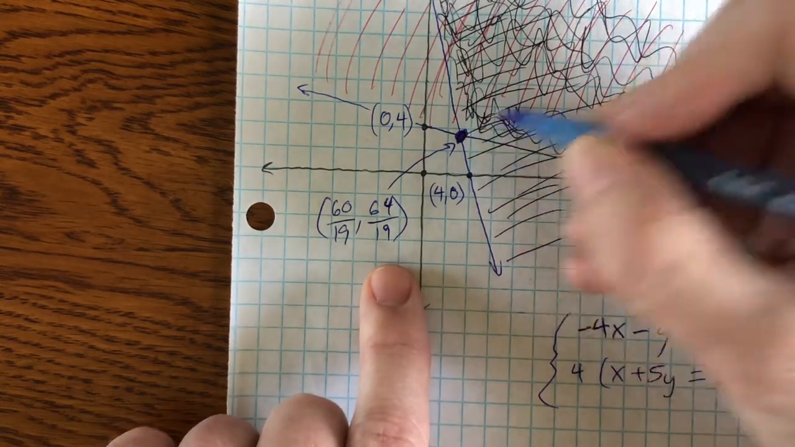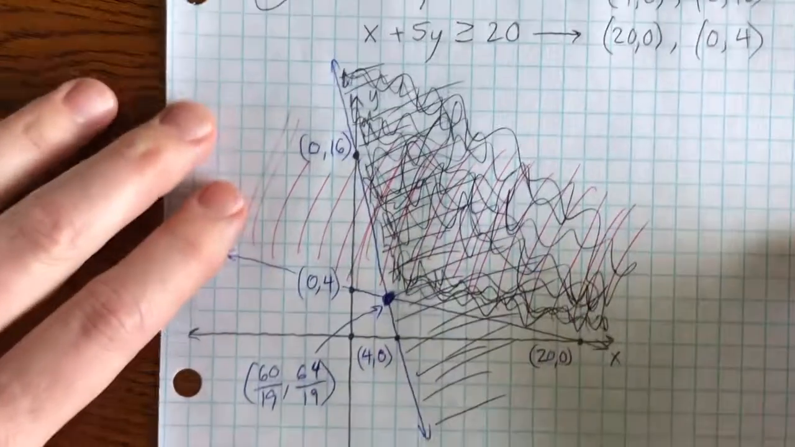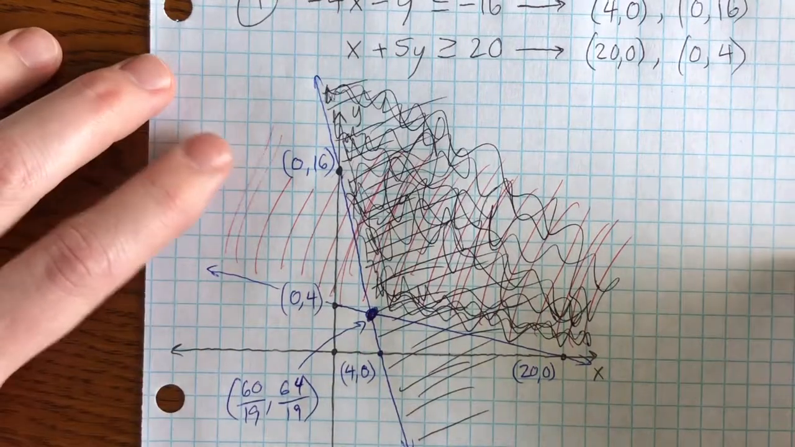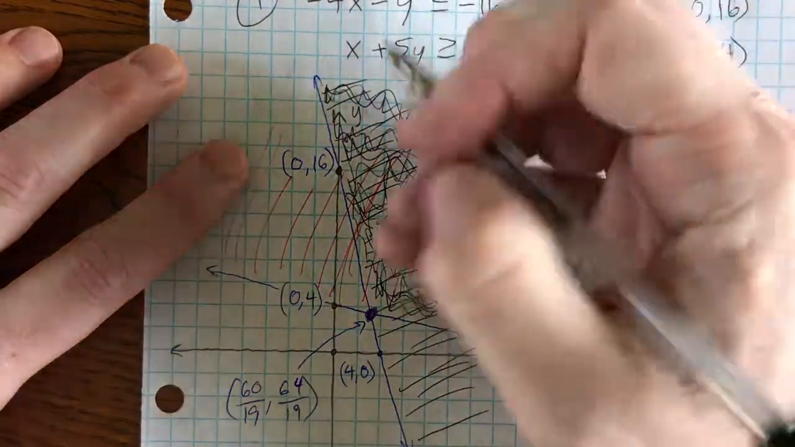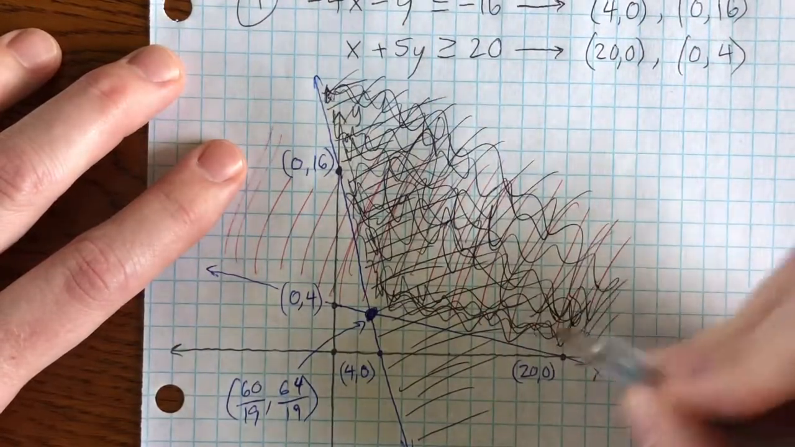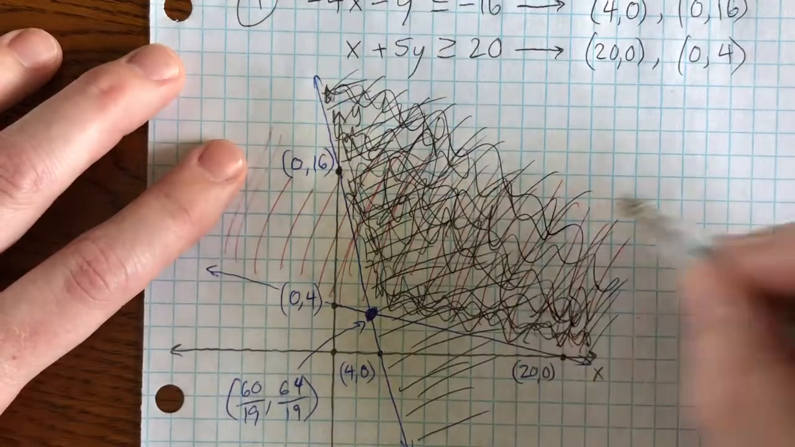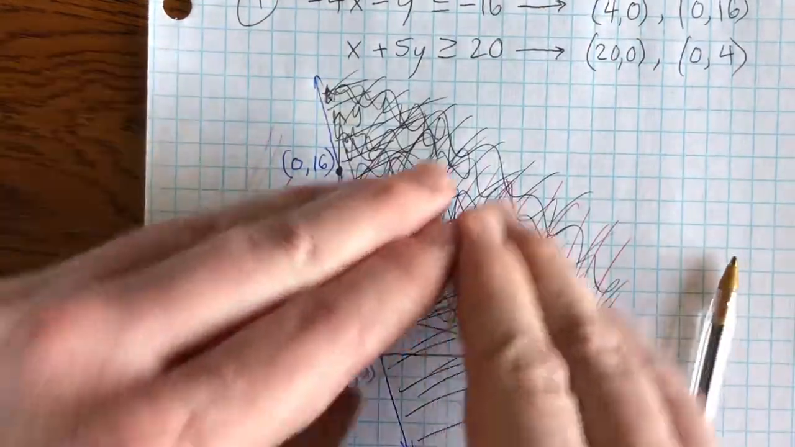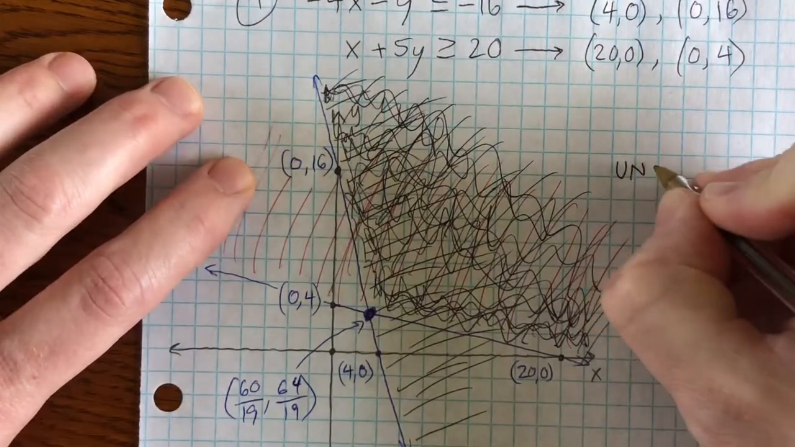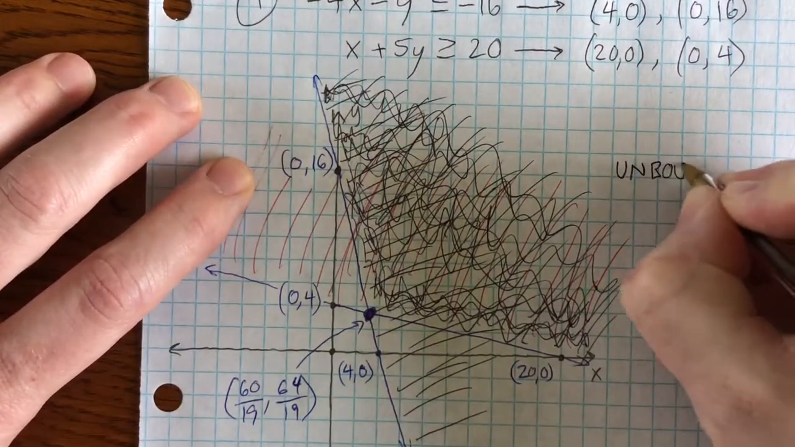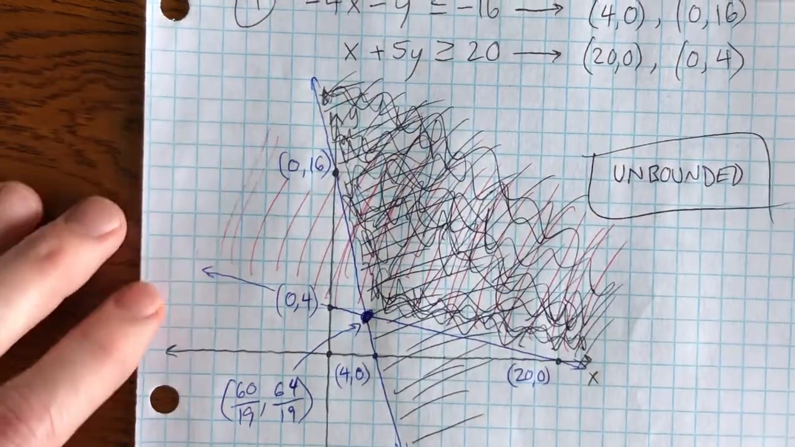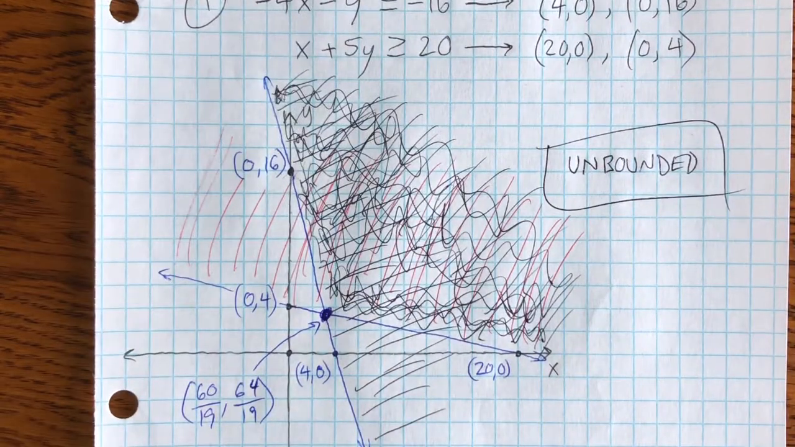So the last thing we have to do is determine if this is bounded or unbounded. Well, this is unbounded. This thing goes on forever up and to the right, so it would be impossible to put a circle around it. Therefore, because that is true, it is an unbounded solution. Moving on to example number 2.